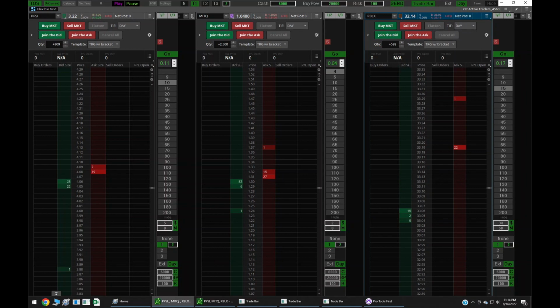So the gap up scanner this morning has about 15 stocks on it. I only pulled PPSI off of the gap scan. The other two actually came off of the high of day momentum scanner, because the gap scan, while it's full of gappers, none of them have volume except for PPSI.